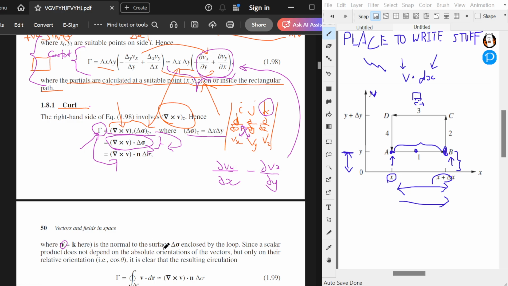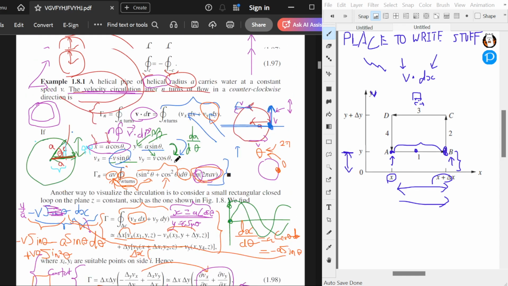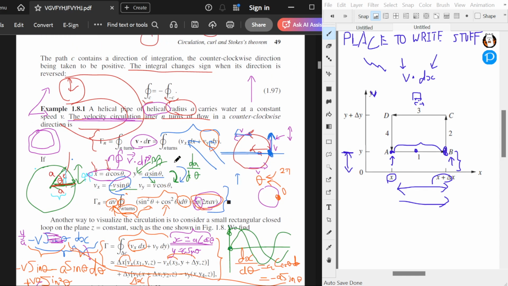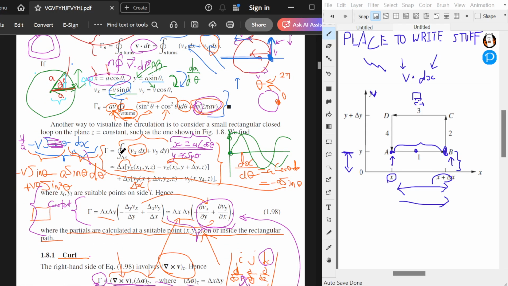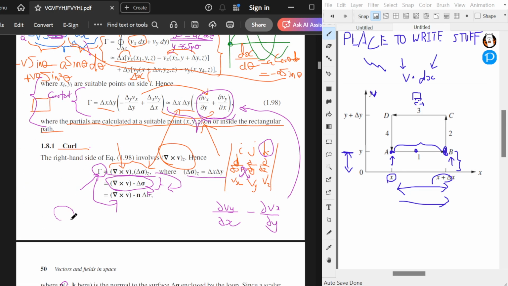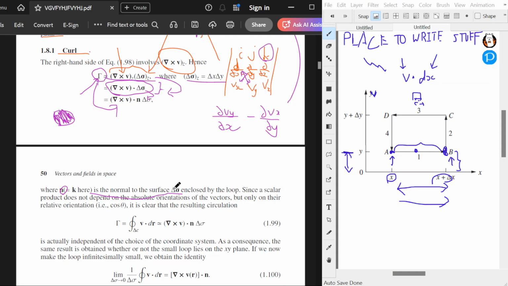N is the normal to the surface. What surface are we dealing with? Closed loop. So technically this is the surface, I guess. Is the normal to the surface enclosed by the loop? I just need to finish. I should just read and then yap.